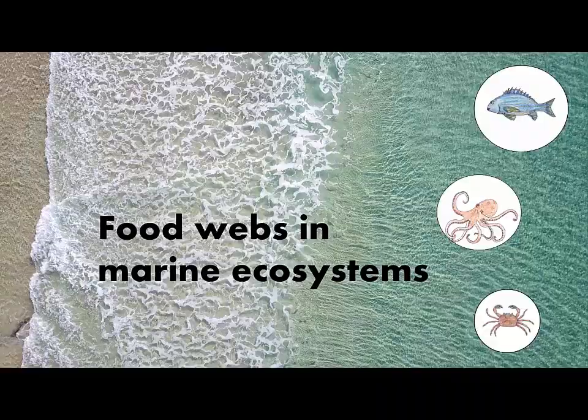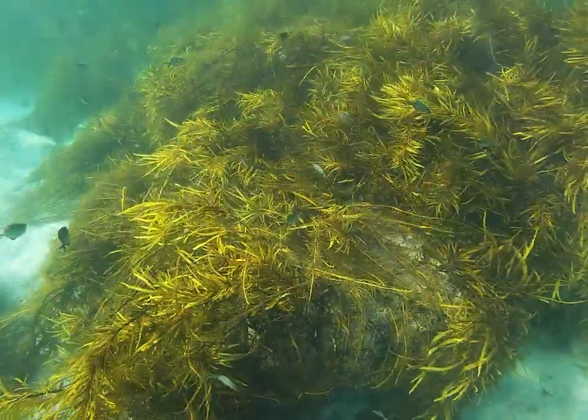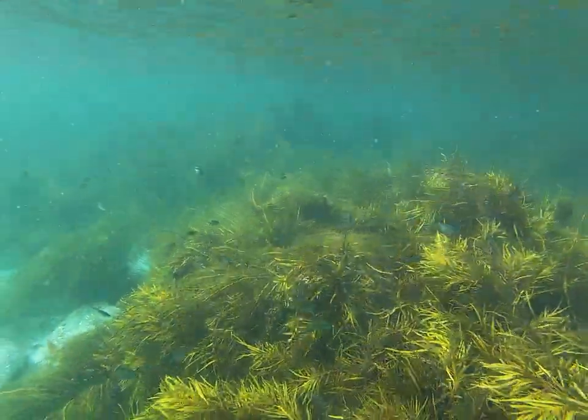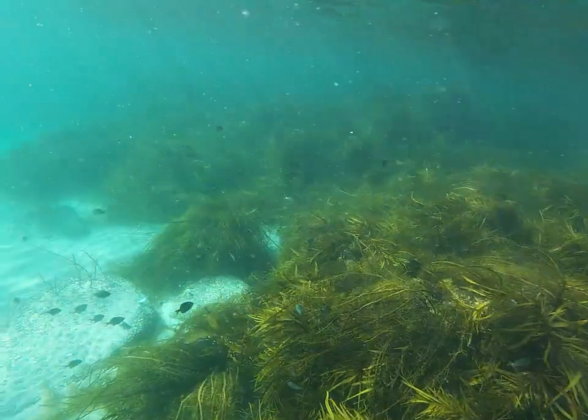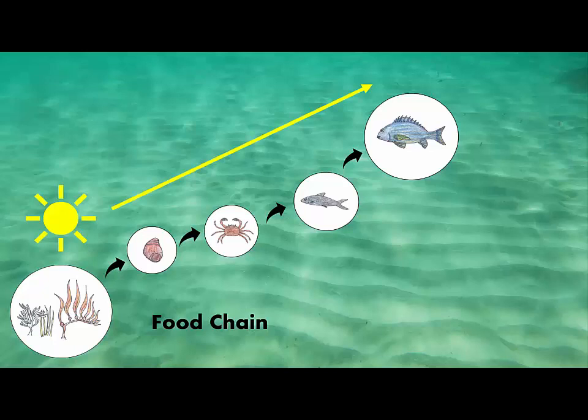Marine food webs. In any ecosystem, there are numerous feeding relationships between the living organisms. Energy is passed along the food chain each time one organism is eaten by the next. This is an example of a marine food chain. And just a reminder, the arrow points in the direction of the organism doing the eating. Think of it like the arrow is pointing in the direction of energy transfer.